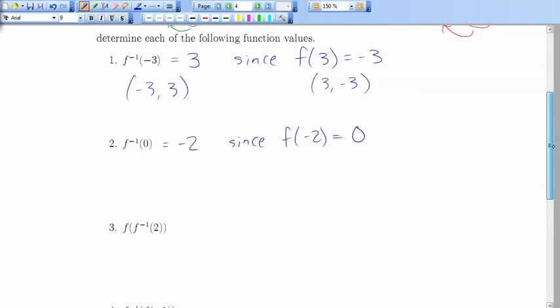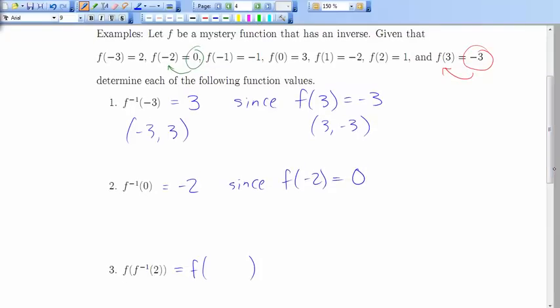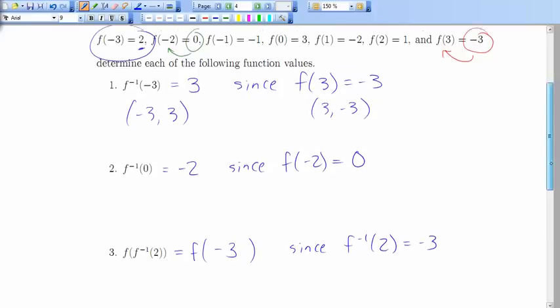Now, if we take a look at the next one, we could figure out f inverse of 2. That's in the middle, on the inside here. So f inverse of 2, if we look above, which one has a y value of 2? There it is right there. So f inverse of 2 would have to be negative 3. And then if I plug negative 3 into f, wait, that's talking about the exact same little piece of information there. It would have to be 2.